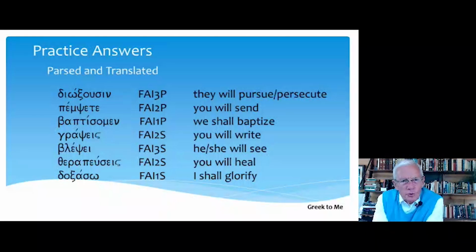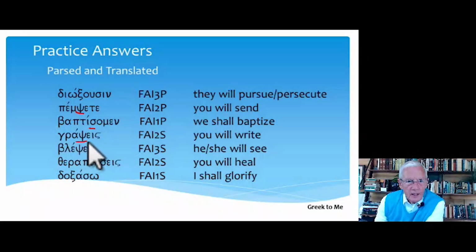Dioxousin, future active indicative, third person plural, they will pursue or persecute. Pempsete, notice the hidden sigma right here. Future active indicative, second person plural, you will send. Baptisomen, future active indicative, we shall baptize. Now here we have the assimilation of the zeta with the sigma.